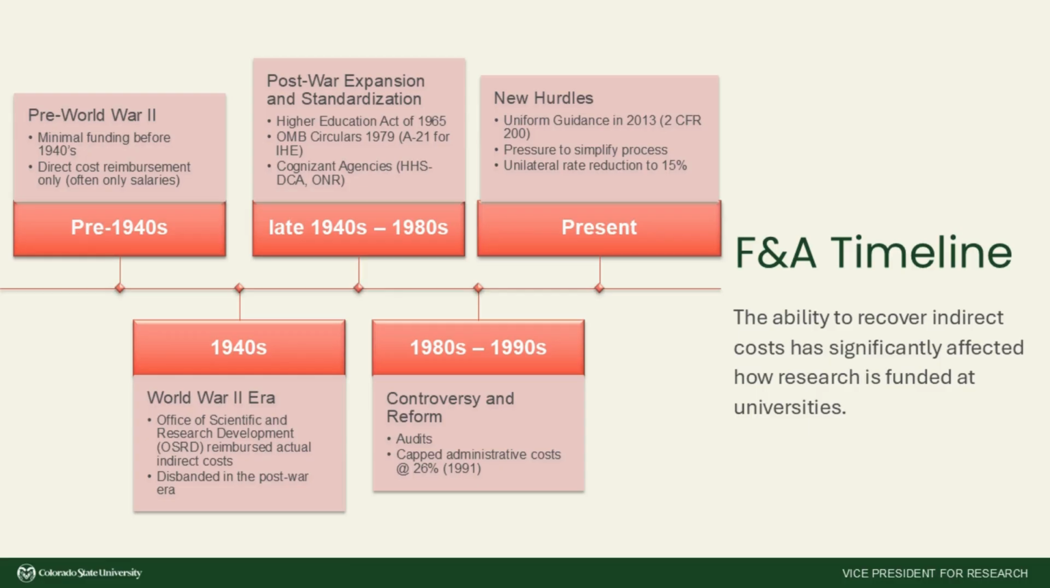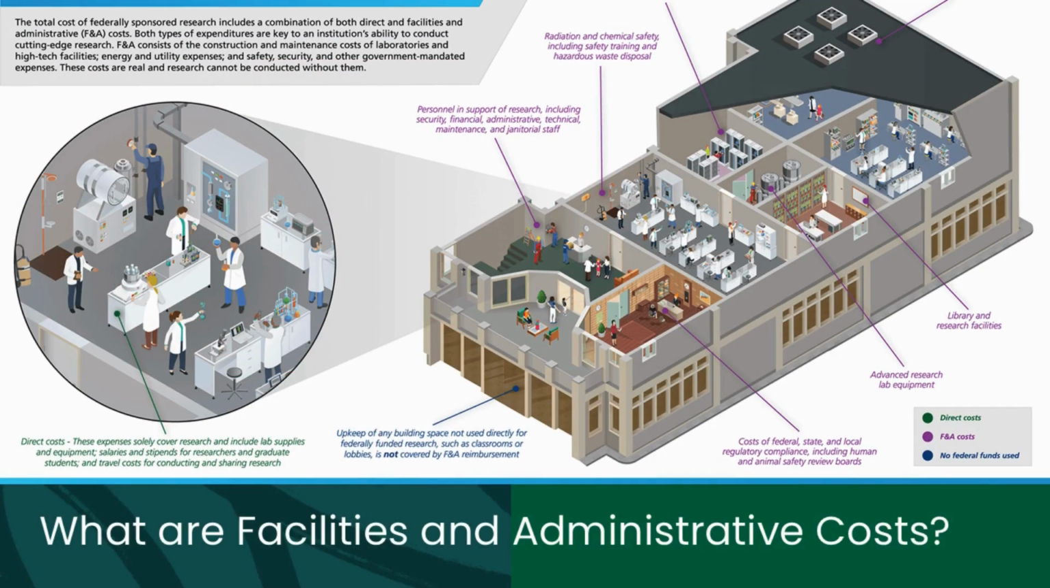And then with the new administration, the newest problem is this idea of a unilateral rate reduction to 15%. Like we're going to throw out all of the rules and regulations and the administrative processes. We're just going to say we're going to give you a rate of 15%. So that's how we got here today. There's been a long, complicated relationship with the federal government on the reimbursement of indirect costs, facilities and admin costs.